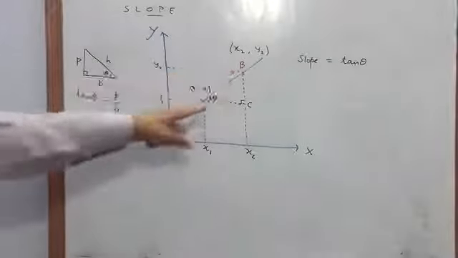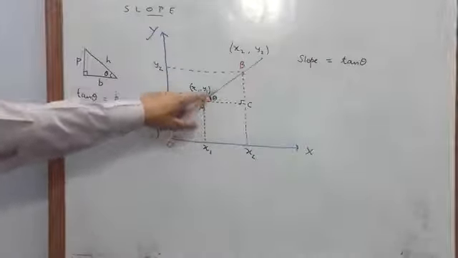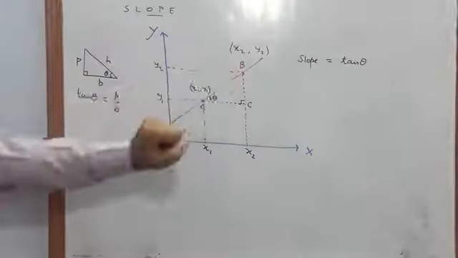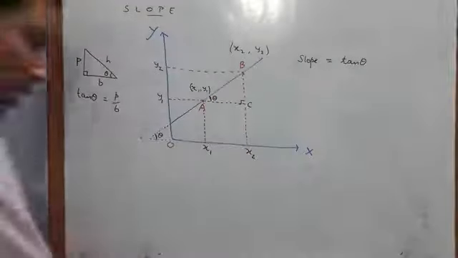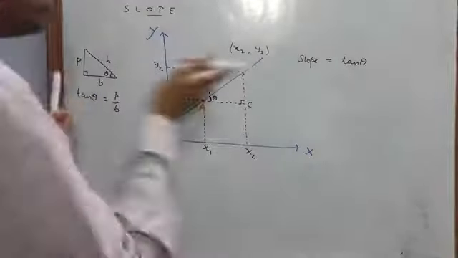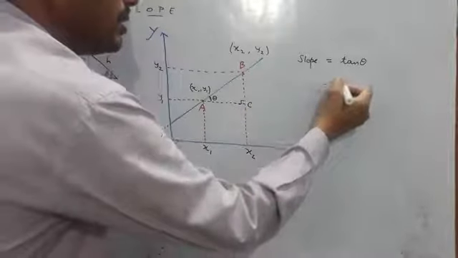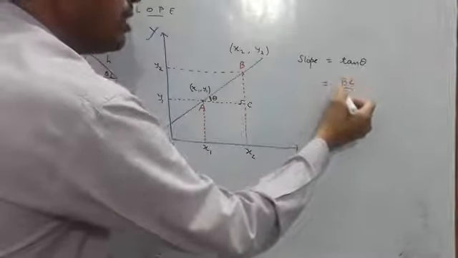Now can you guess here, if I have chosen this angle as theta, which is the perpendicular? It should be BC, and which is the base? It should be AC. Therefore our slope should be equal to BC upon AC.